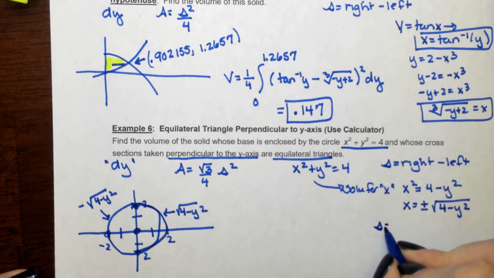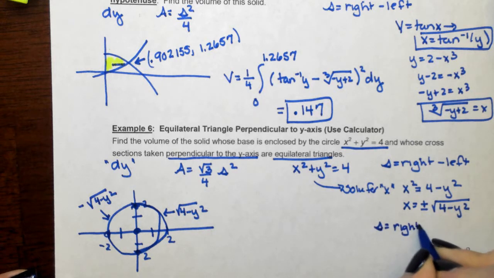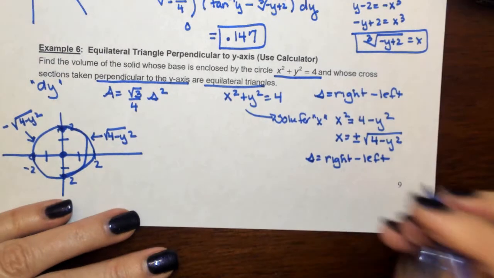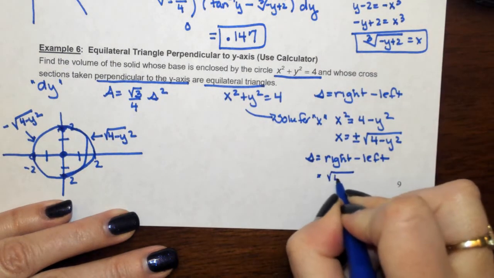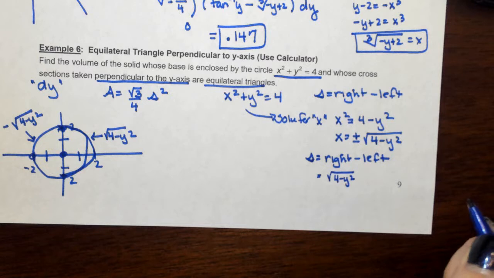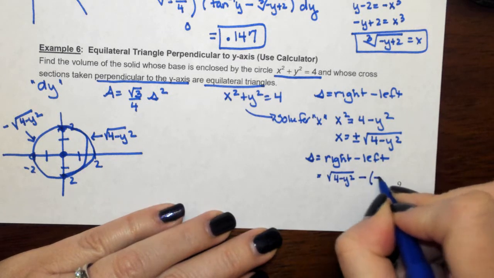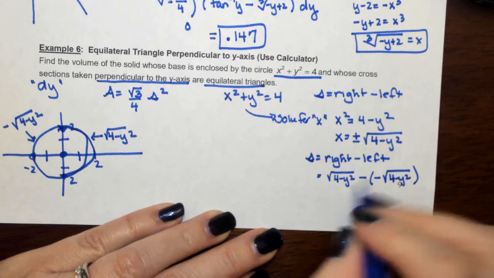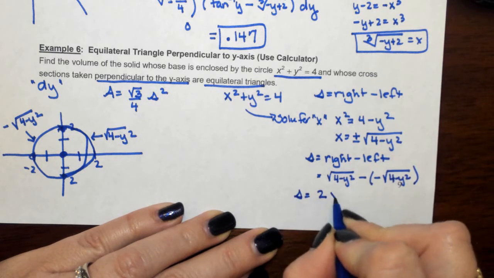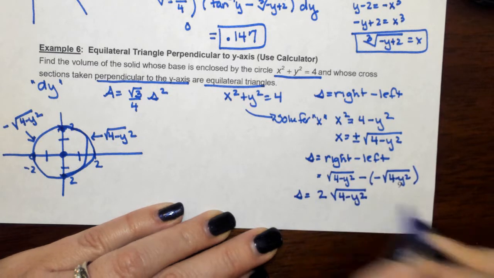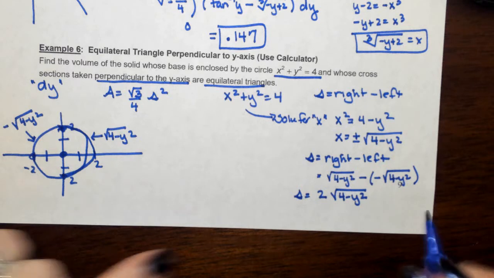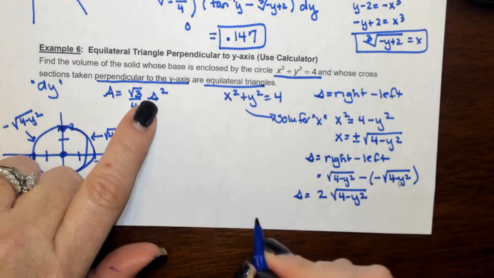When you set your s up, it's going to be your right minus left. The function on the right is your positive square root of 4 minus y squared, minus your function on the left, which is negative square root of 4 minus y squared. So s is actually equal to 2 times the square root of 4 minus y squared. You have to be careful with the circles. Now remember, this is your s. You have to square s.